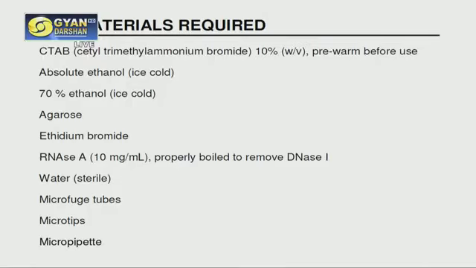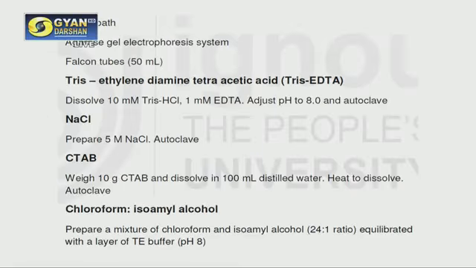So today I will not be repeating the same experiments. You can follow my earlier discussion, which is available on YouTube. You can just observe that and get the idea if you have not followed the earlier practical sessions. So agarose, ethidium bromide, then RNase A, 10 mg per ml, properly boiled to remove DNase I, water, microfuge tubes, microtips, micropipette.